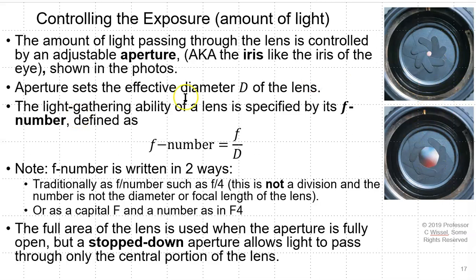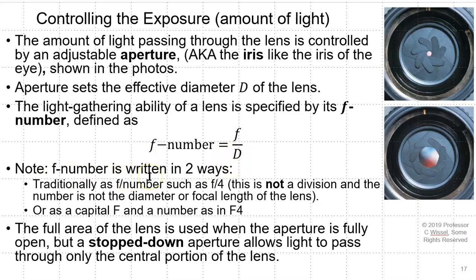The aperture sets the effective diameter d of the lens. So this little thing here would be the diameter of the lens versus that. The light gathering ability of a lens is specified by its f number, defined as the f number is f, which is the focal length, divided by d.